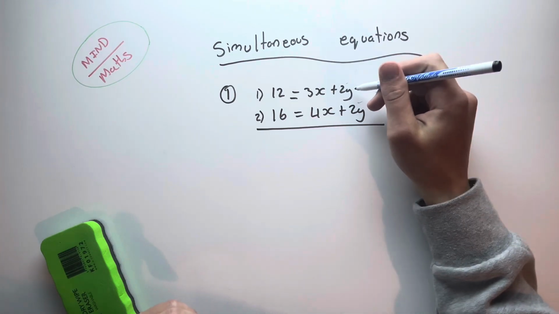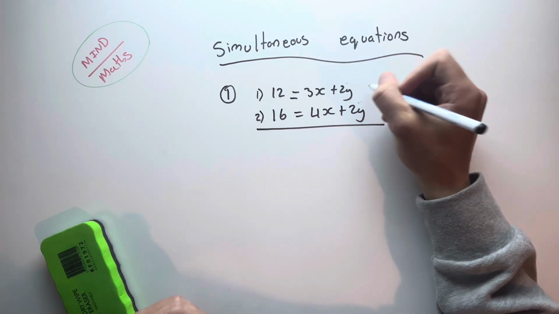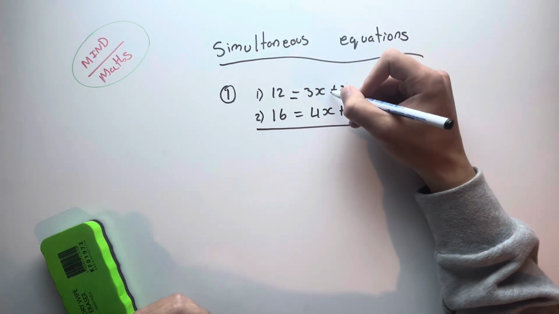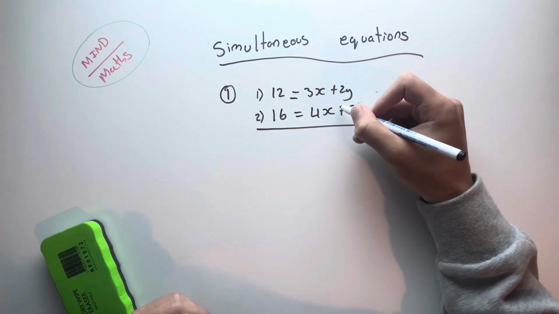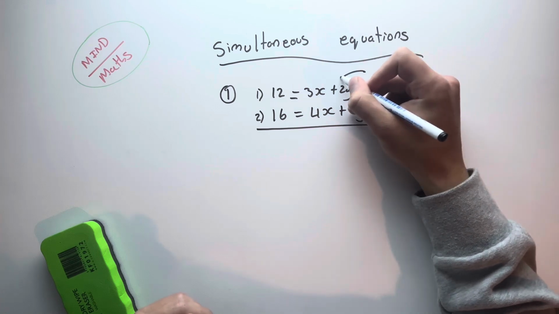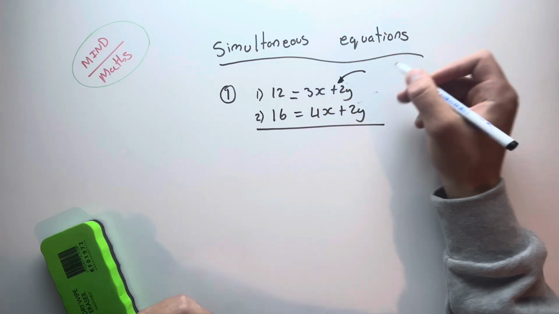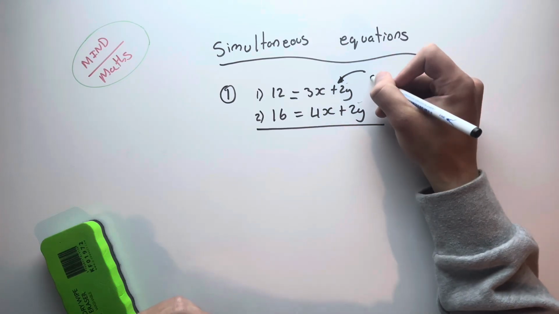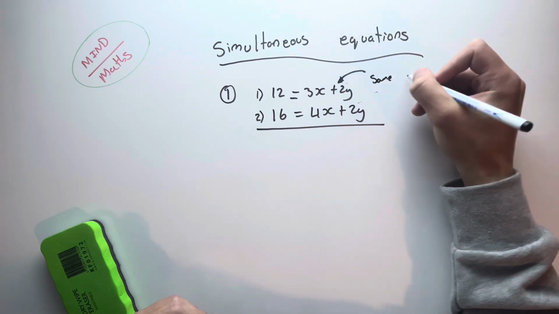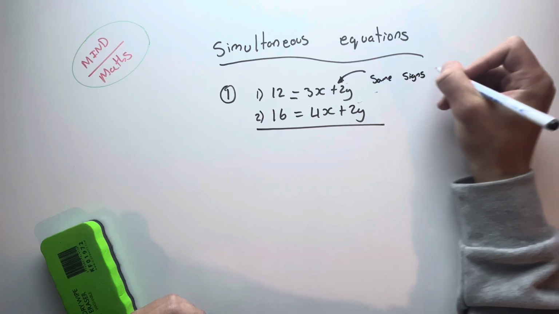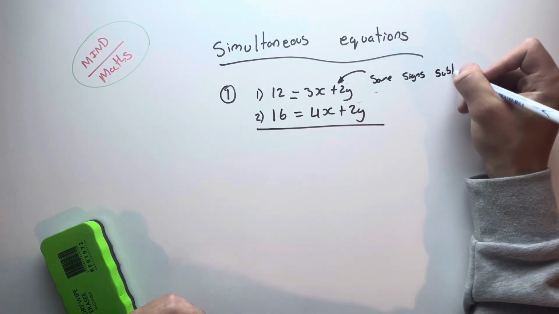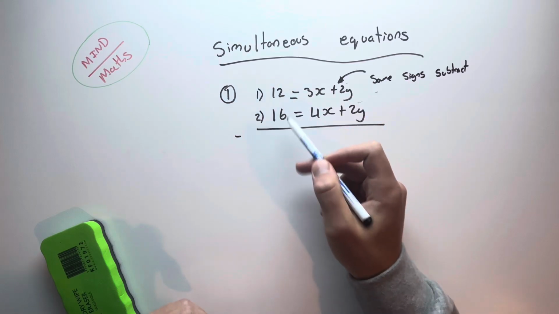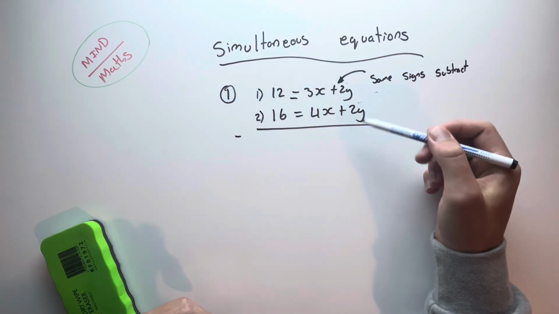So here we've got a 2y term and here we've got a 2y term. You'll notice that they both have a positive sign in front of them. There's a little acronym that you should remember which will really help with substitution, and that is same signs subtract.